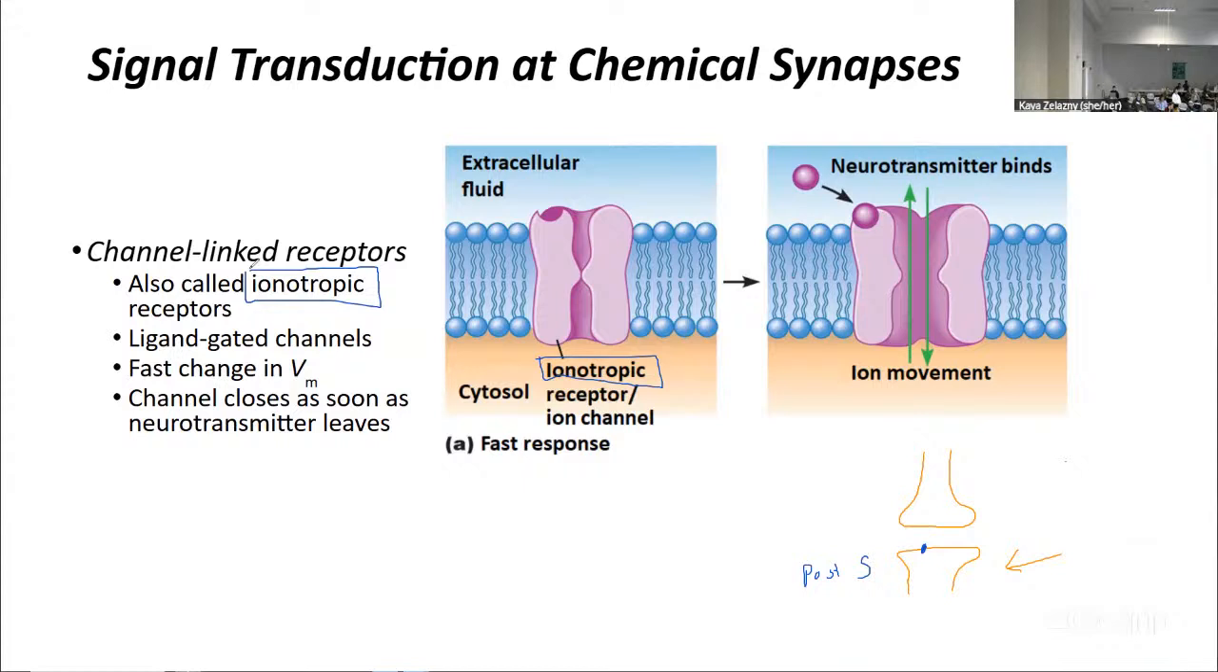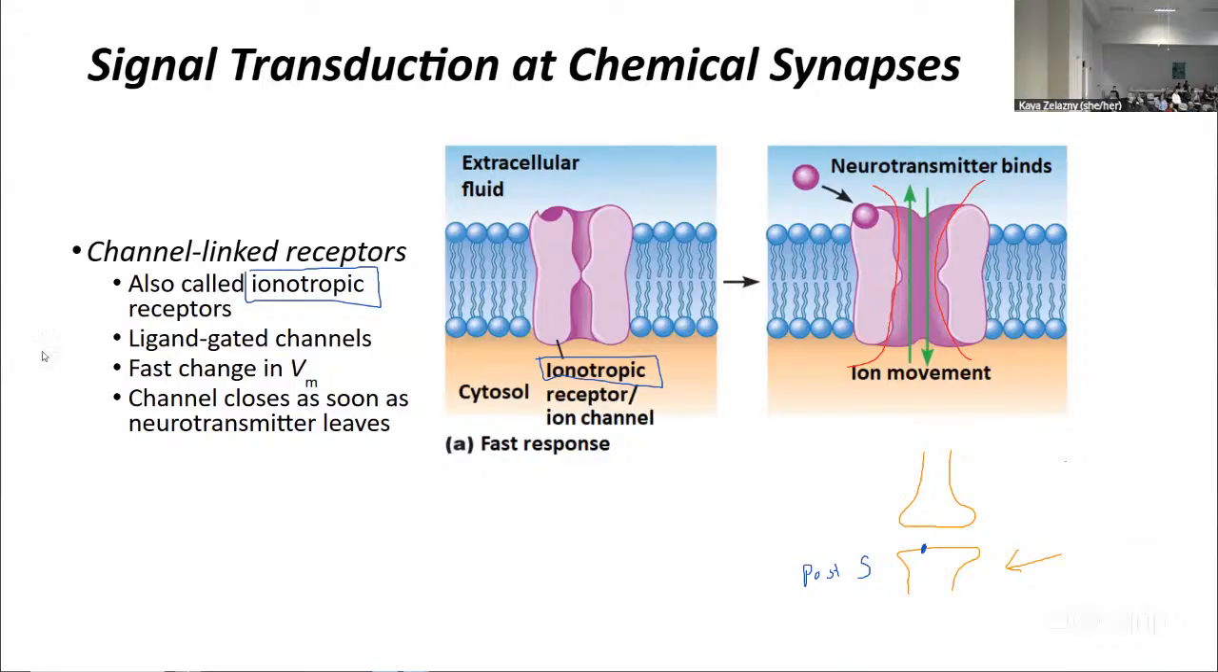Both of these names tell us something about how they work. Channel-linked tells us this is opening a channel, so we are linking up our neurotransmitter to directly opening a channel, and our ionotropic name tells us what goes through that channel: ions. So we are directly linked up to a receptor, the neurotransmitter binds, a channel opens up, and ions go through. Okay. So we can see that in the picture.